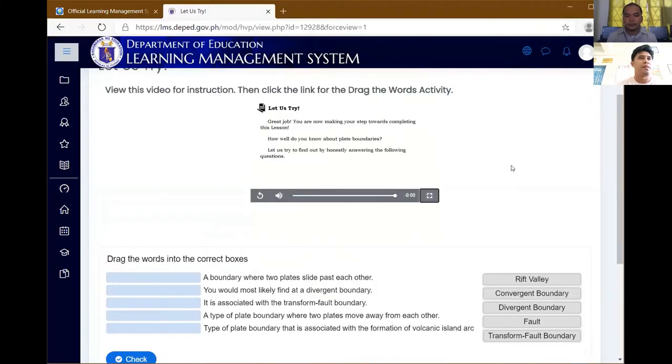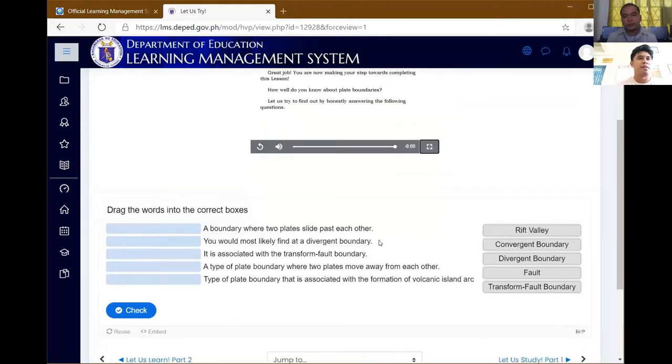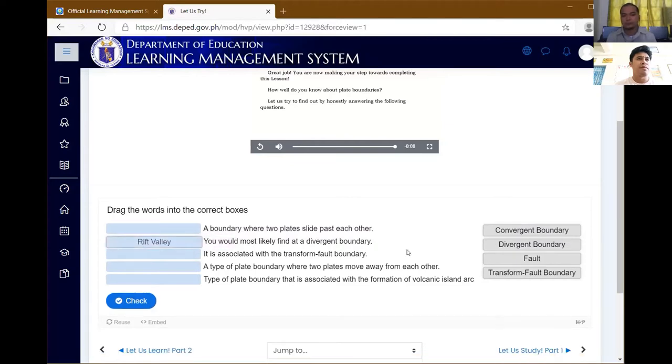Okay, below it are the drag the words in the correct boxes. But do not worry if you don't know the answer. This is just to try to know if you have any idea of our lesson. How am I going to answer this one, sir? So drag, hold the keywords, and then drag it to the space provided at the right portion, beside the text, the sentence. Okay, like that. Very good. Okay, thank you, sir. Convergent boundary.